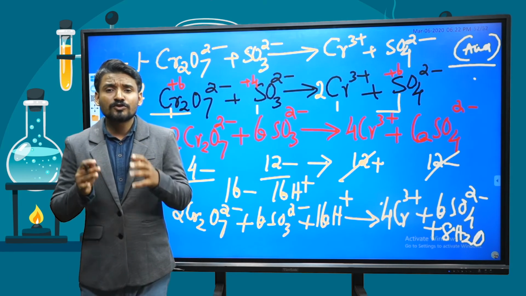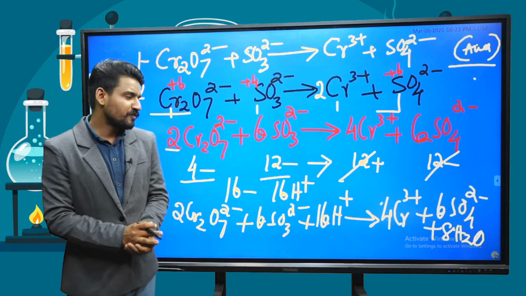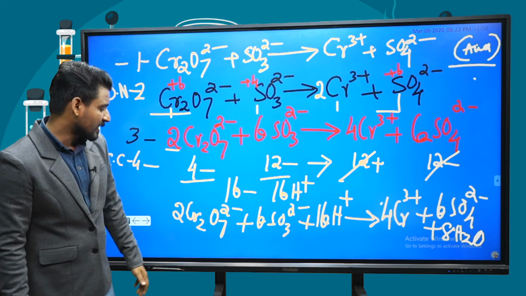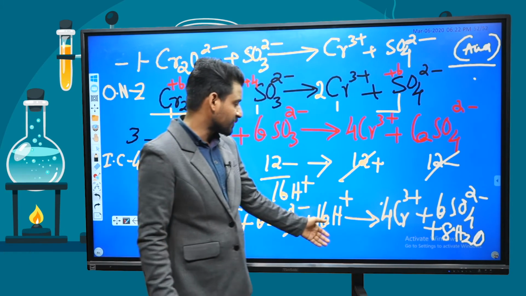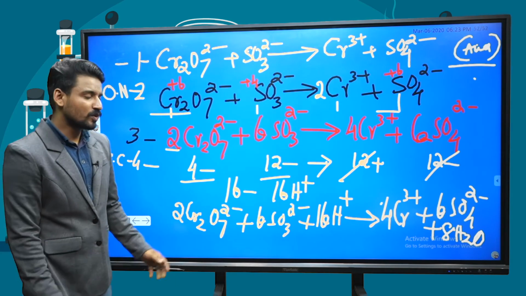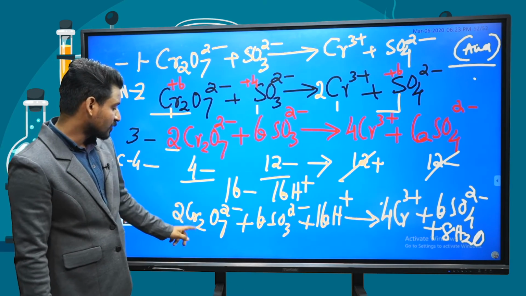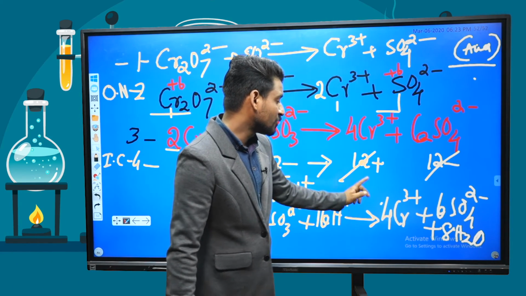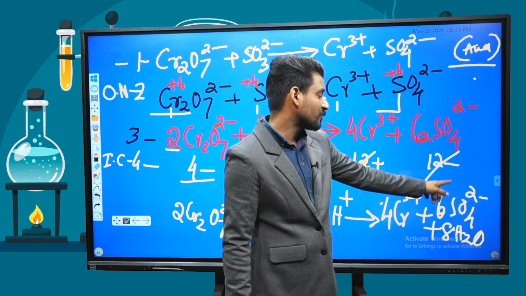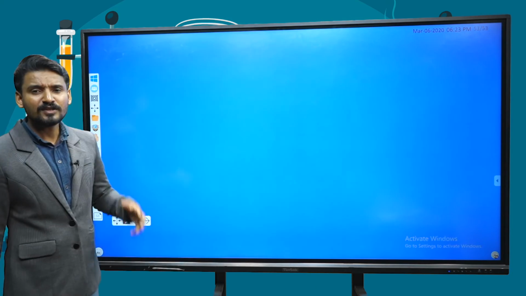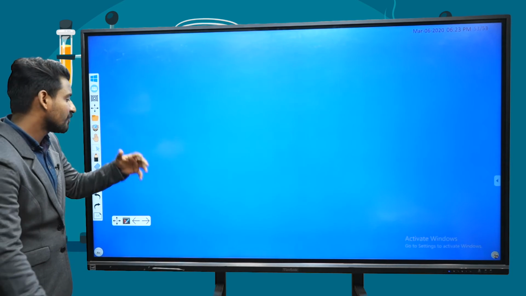One more thing you should remember is that if you can simplify this equation further, you just simplify that one. Here 2, 6, 16, 4, 6, 8. So you can simplify that by dividing by 2 in common. So you get Cr2O7 2 minus, 3 SO3 2 minus, 8 H plus, 2 Cr3 plus, 3 SO4 2 minus, and 4 H2O. That is the final equation. Let us move on to the next method, that is the half reaction method.